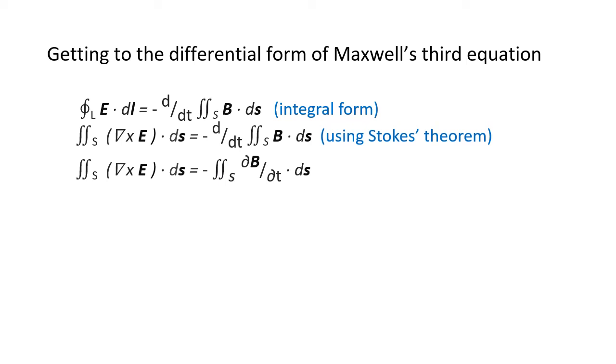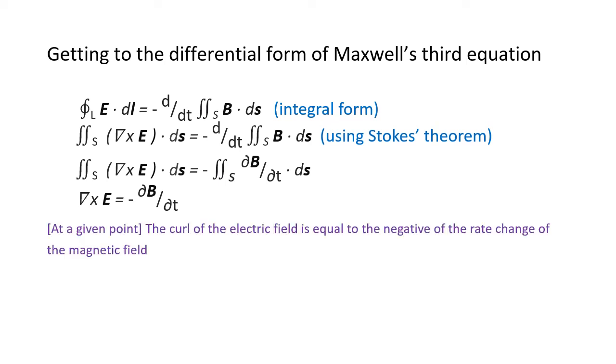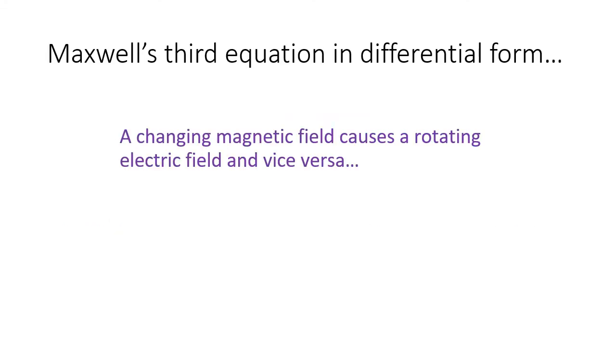And then if we notice that the right and left hand integrals must be true for any surface regardless of its size or shape, then the right and left hand side must be equal. So what Maxwell's third equation in differential form tells us is a changing magnetic field causes a rotating electric field and vice versa.